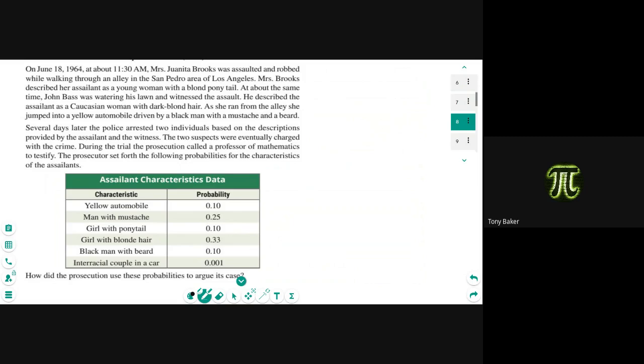Several days later, the police arrested 2 individuals based on the descriptions provided by the witnesses. The 2 suspects were eventually charged with the crime. During the trial, the prosecution called a professor of mathematics to testify. The prosecutor set forth the following probabilities of the characteristics of the assailant.